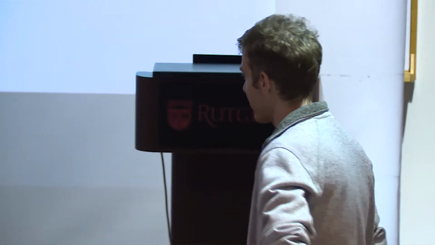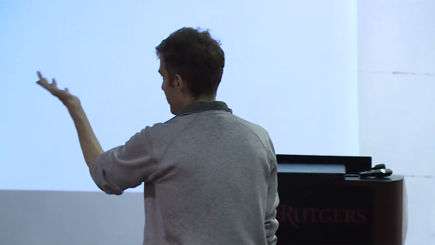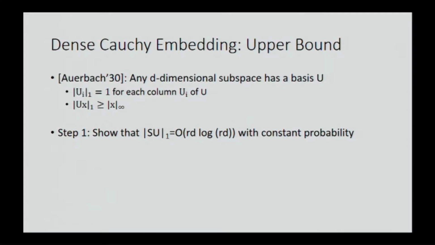Given this, it's fairly quick to show the upper bound for subspace embeddings. It only takes 2 steps. The first step is to look at S times U, where U is a special Auerbach basis for your subspace of interest. What does S times U look like? What are the entries? The columns of U have unit L1 norm, and the rows of S are IID Cauchy. So each entry of SU is just a standard Cauchy random variable.